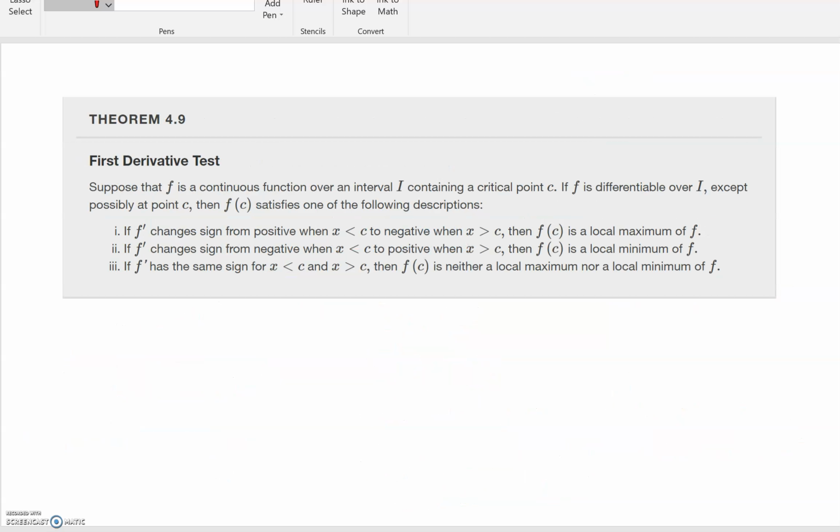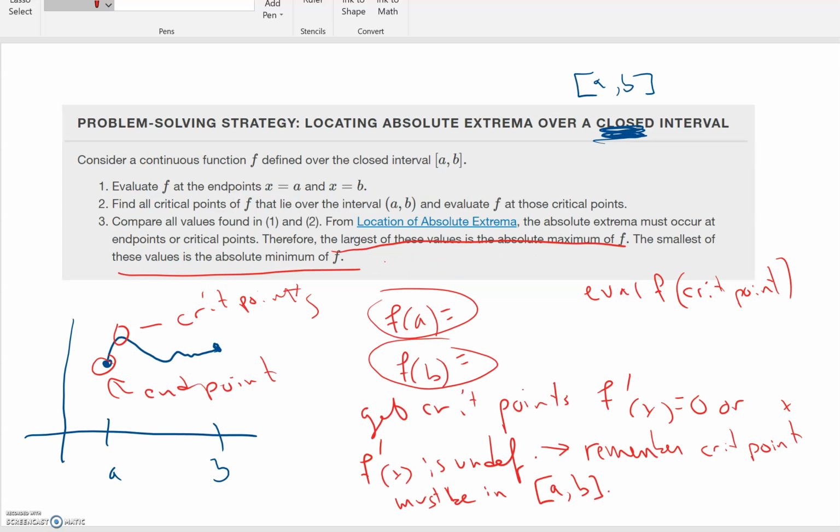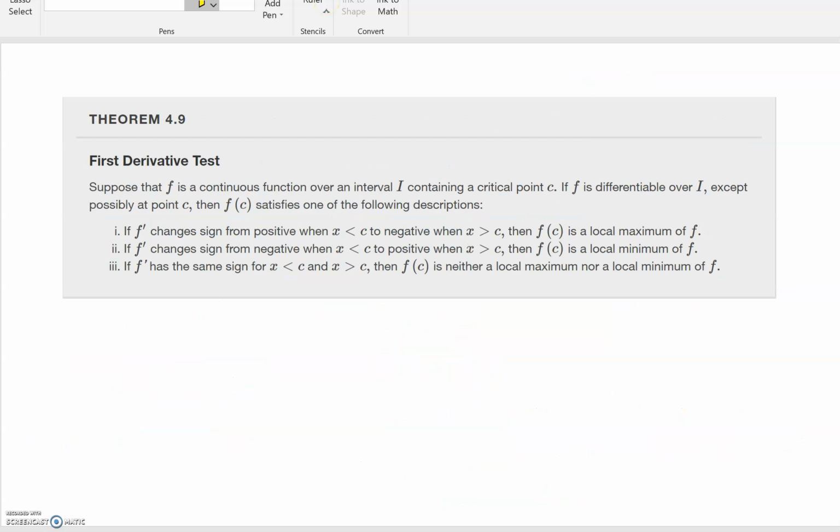But moving along, the next relevant question is, this is limited to a closed interval, right? So what do you do if you don't have a closed interval? What if you want to find the extrema over an open interval? Well, we have a theorem for that. It's called the first derivative test, and it is very useful.